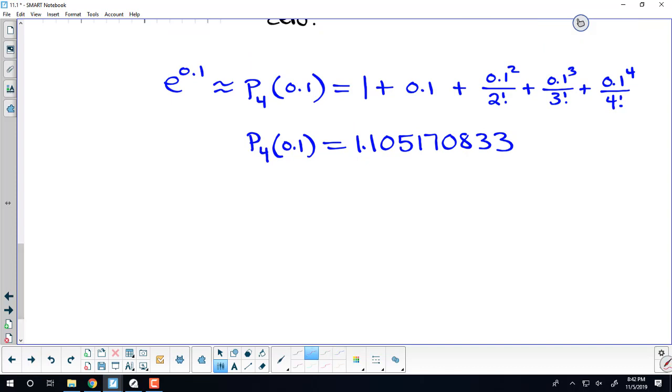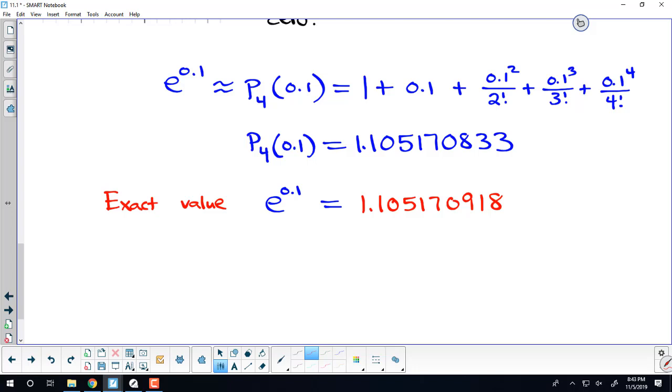The exact value is 1.10517092. What is that? 1, 2, 3, 4. The error is less than 10 to the -6, just using 4 terms.